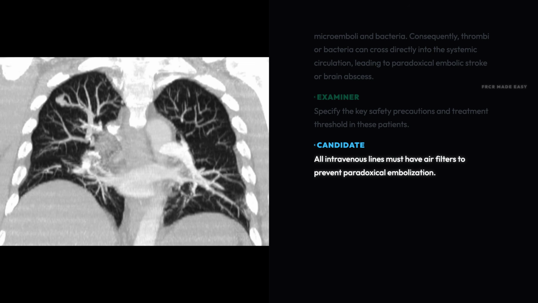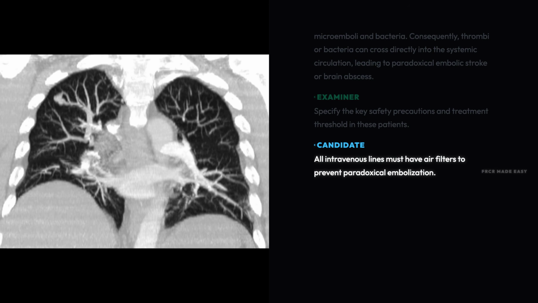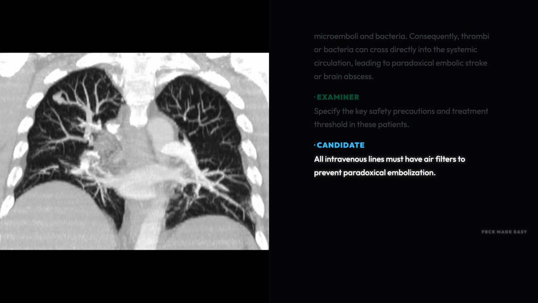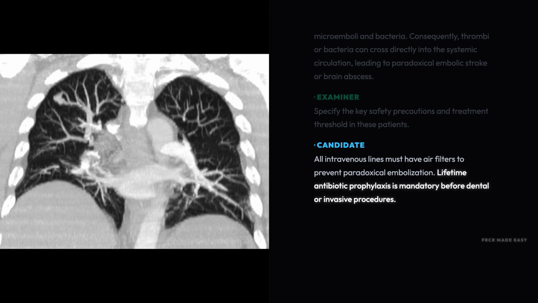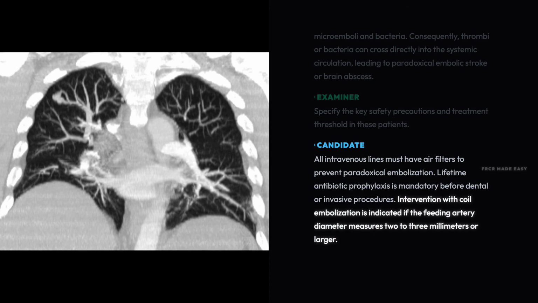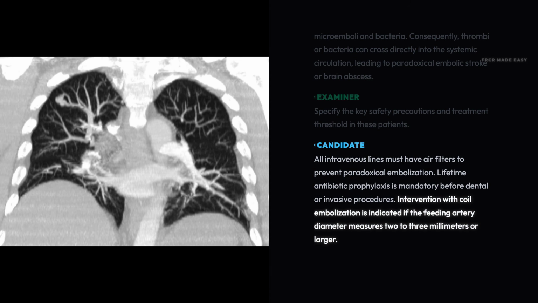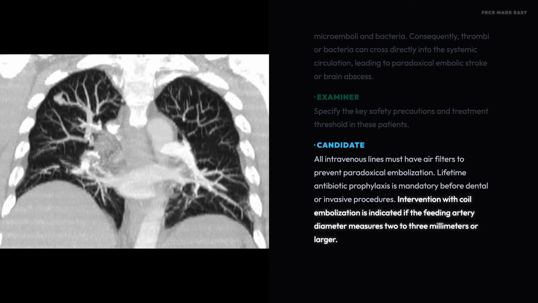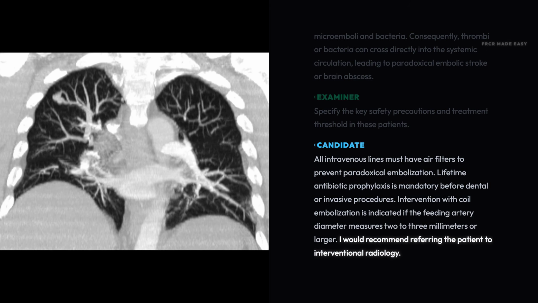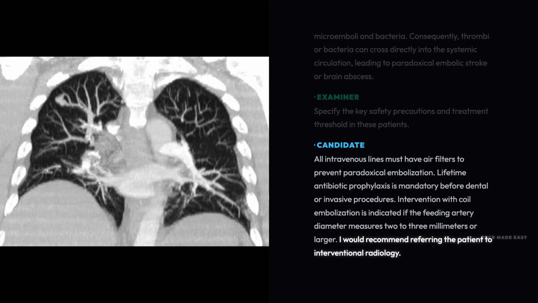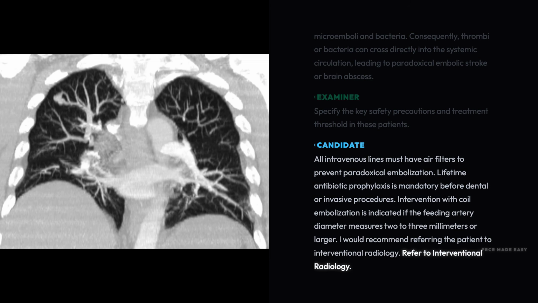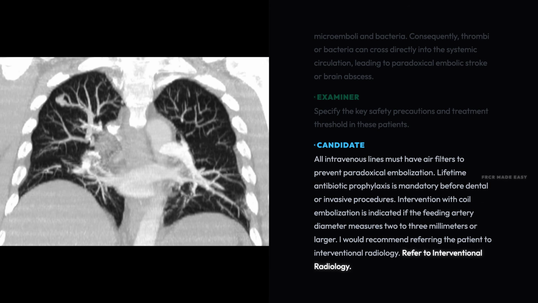All intravenous lines must have air filters to prevent paradoxical embolization. Lifetime antibiotic prophylaxis is mandatory before dental or invasive procedures. Intervention with coil embolization is indicated if the feeding artery diameter measures 2 to 3 millimeters or larger. I would recommend referring the patient to interventional radiology. Refer to interventional radiology.